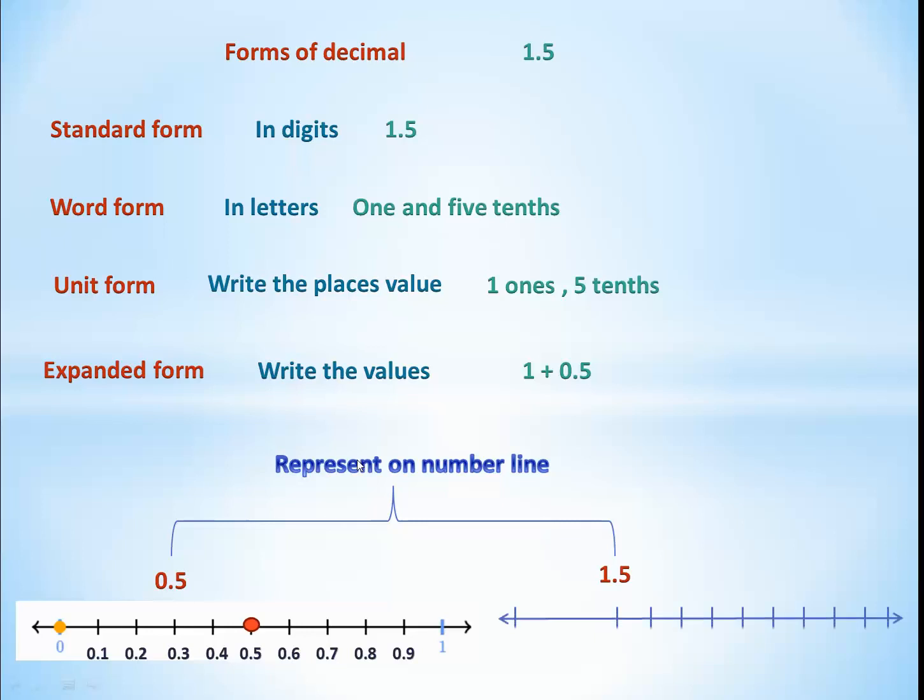Then 1.5, how can we write or draw it? Okay, we are going to divide this number line into 0 and 1. Then from 1, we have 1.1, 1.2, 1.3, 1.4, 1.5, 1.6, 1.7, 1.8, 1.9. 1.5 is here, so we are going to put a black dot on 1.5.